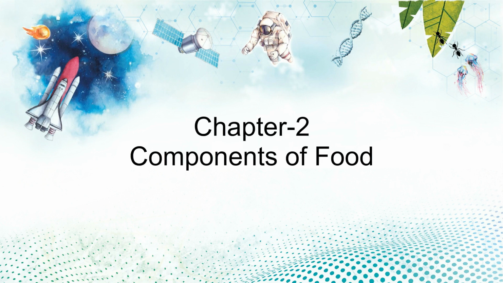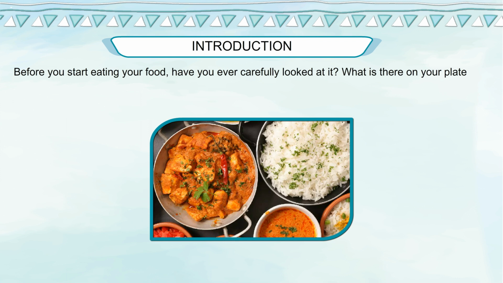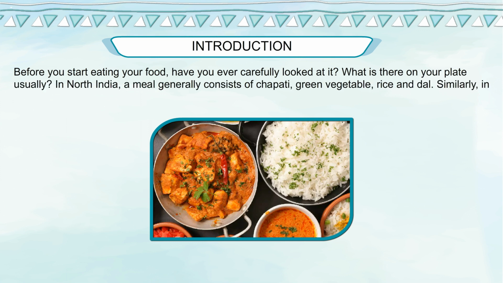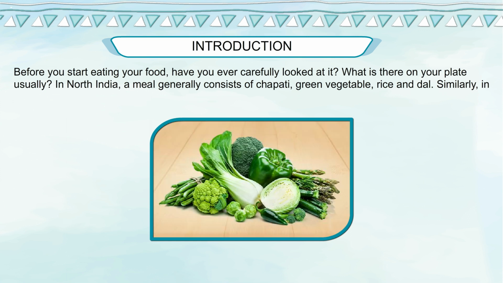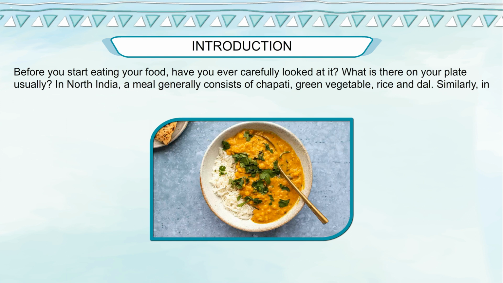Chapter 2: Components of Food. Introduction. Before you start eating your food, have you ever carefully looked at it? What is there on your plate usually? In North India, a meal generally consists of chapati, green vegetable, rice and dal.